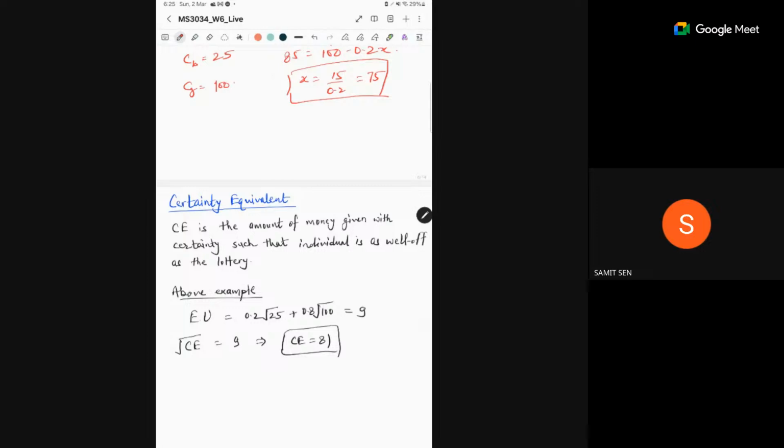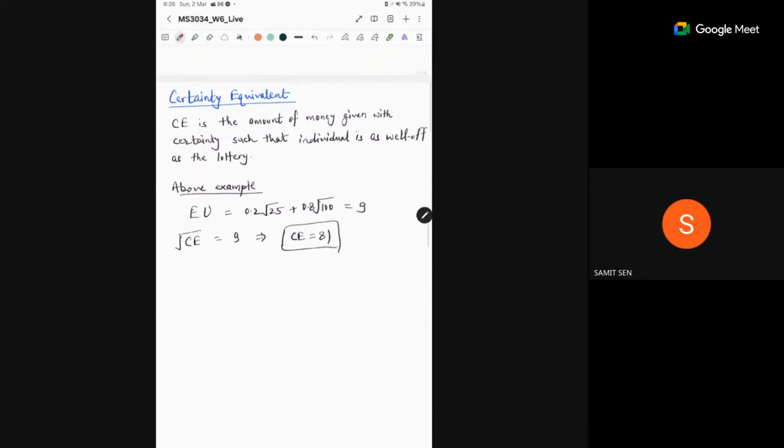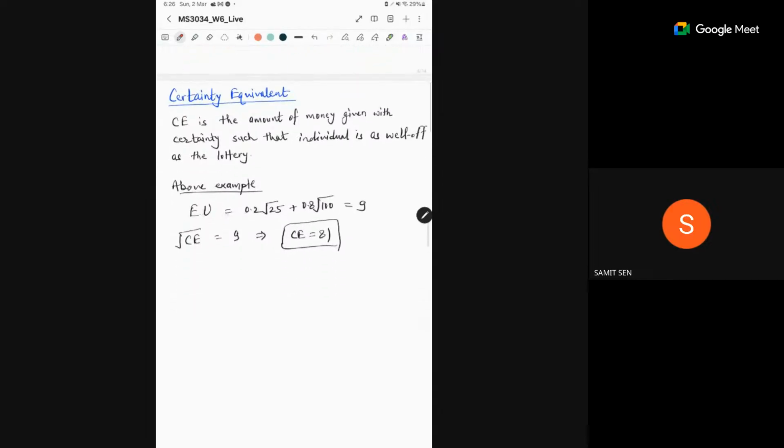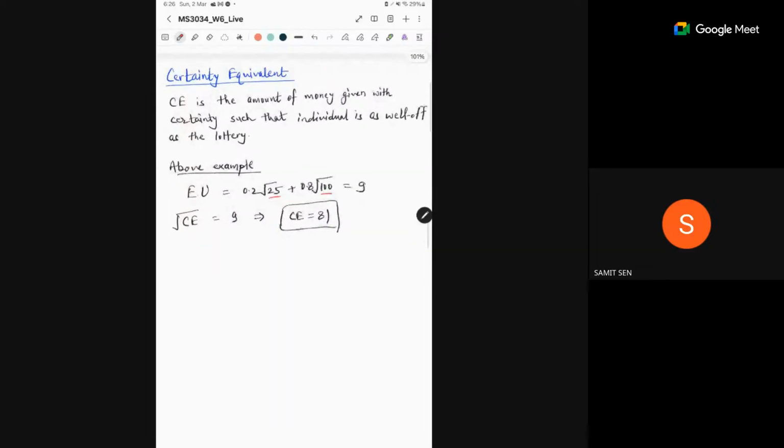So how do we do that? For the above example, what was your expected utility? In 20% chances you were having bad state, in 80% chances you were having good state, and if we combine it, your expected utility was 9. So how much amount should you be given with certainty, so that your expected utility is the same in both the cases?